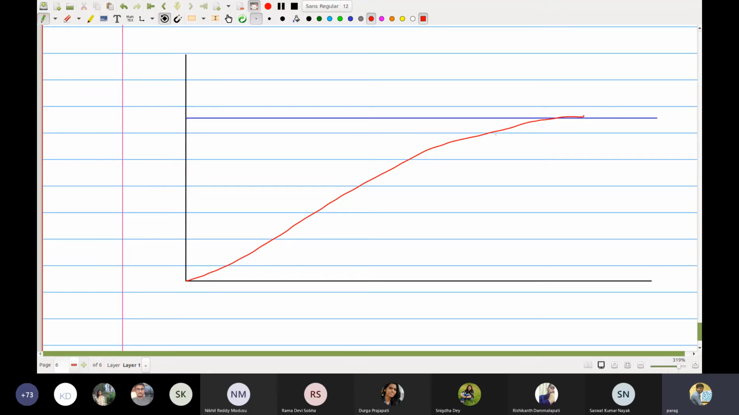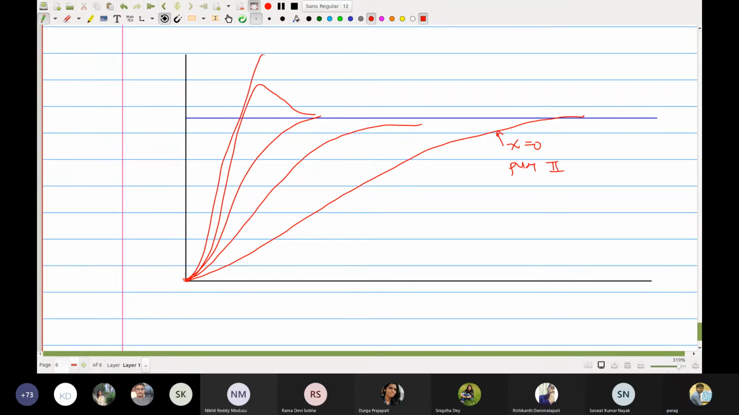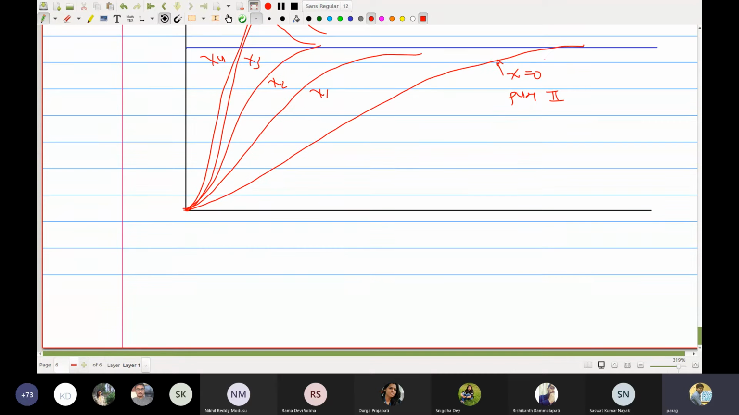If you do not have any psi, again everything is an asymptote, okay? So psi equal to 0, which means pure second order. And then the moment you start adding, it goes up, it goes up. In fact, it can as well go up and then come down and so on. Right? So psi 1, psi 2, psi 3, psi 4, psi 4 greater than psi 3 greater than psi 2 greater than psi 1. Psi. Okay. So this is the response.